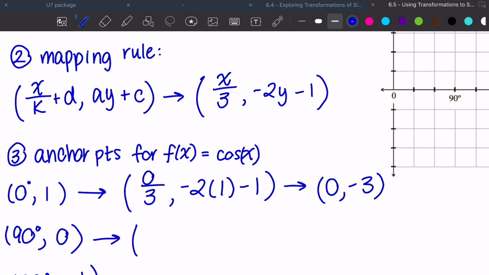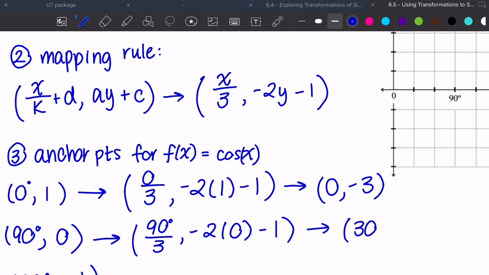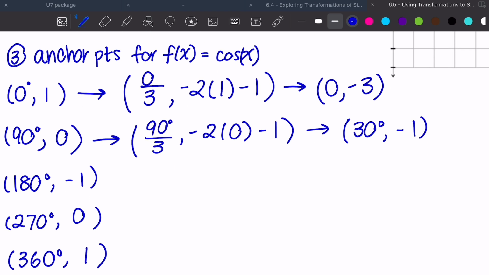So again, 90 is going to be our x, 0 is going to be our y. I'm going to replace those in the mapping rule. So this is going to really be 90 over 3. And then negative 2 times 0 minus 1. And that gives us 30 degrees and negative 1 as our y.